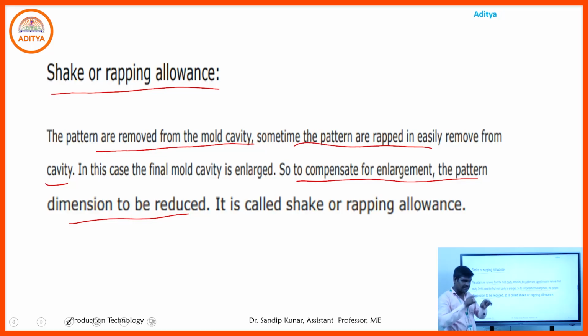If we keep the pattern dimension less, it will take the particular shape of the cavity. After shaking or rapping, it will take the extra shape. So ultimately we get the final finished product. If the dimension of the pattern is less, then after shaking the cavity shape will be formed. So ultimately, after the final casting process, we get the accurate shape of the casting product. So it is called shake or rapping allowance.